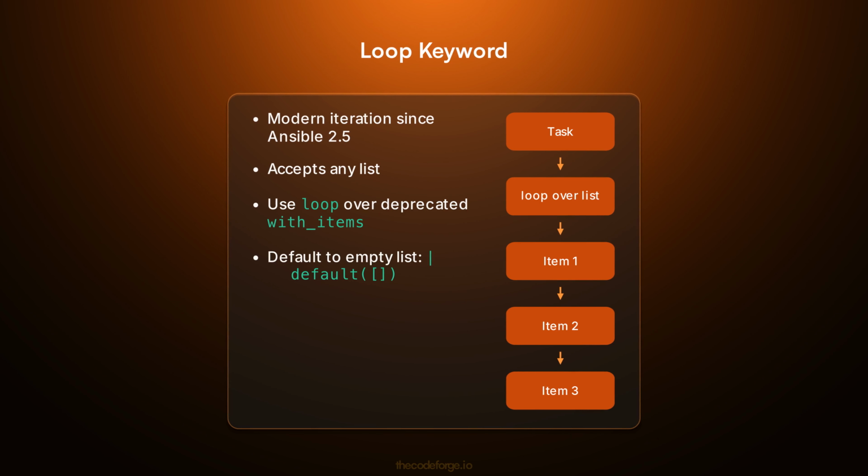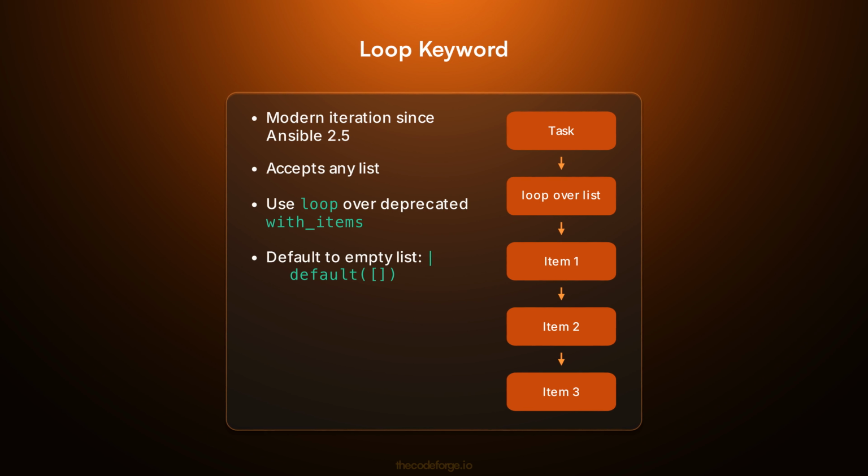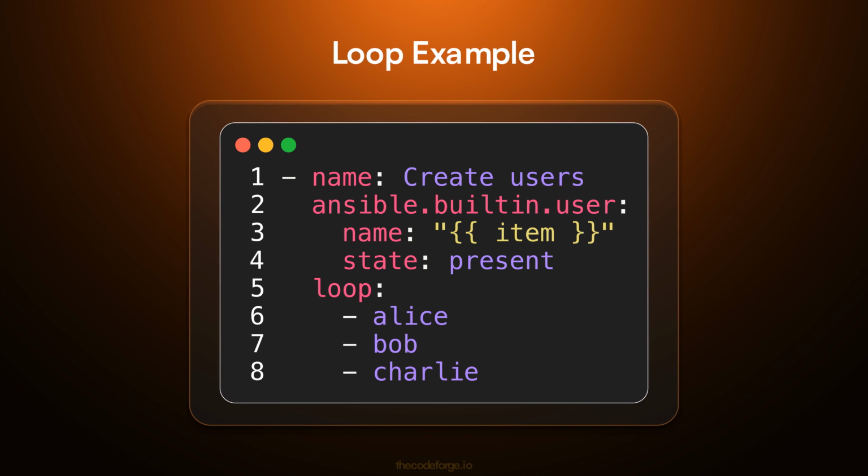The loop keyword is the modern way to iterate. It's consistent and works with filters. Always default your loop variable to an empty list to avoid errors if it's undefined. This task creates 3 users using a loop. Each iteration uses item for the current value.